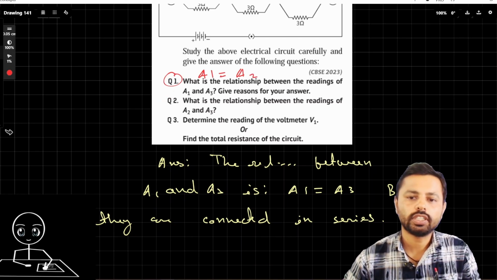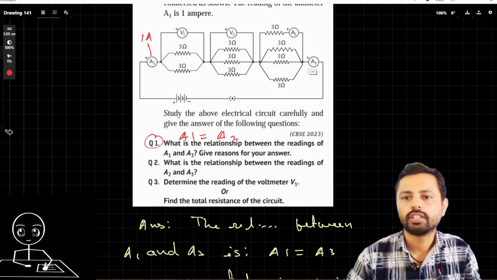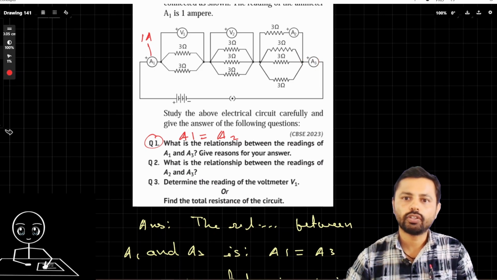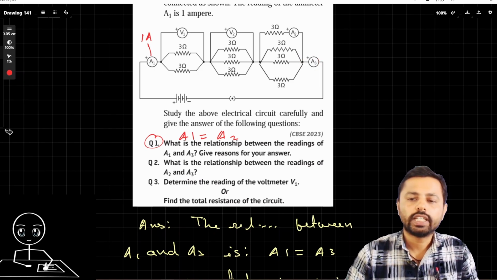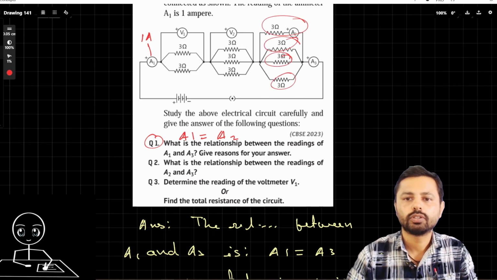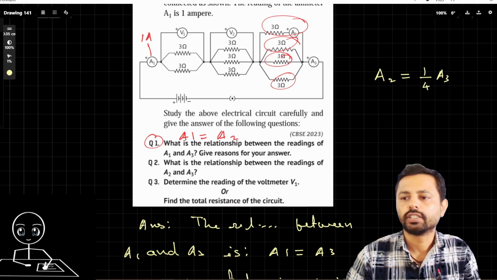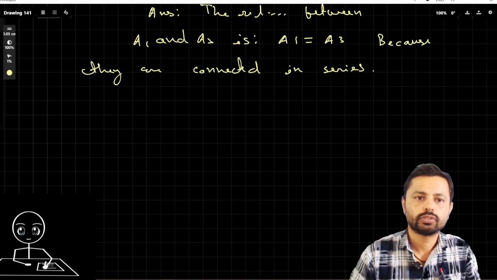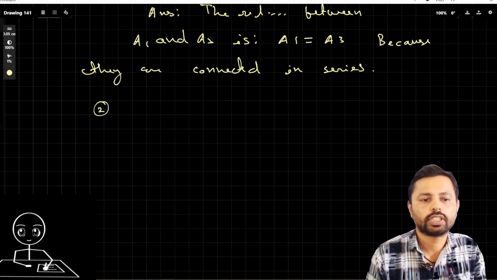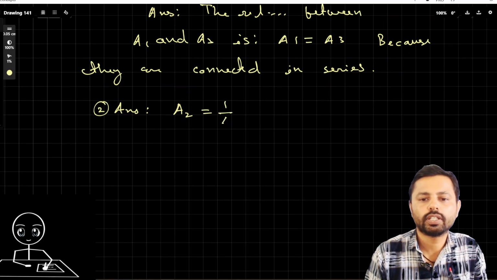Second one. What is the relationship between the readings of A2 and A3? Where's A2? Here. And where's A3? Here. Now, if you observe, this A3 gets current from this circuit, from this, from this and from this. There are total 4. So, A2 equal to 1 by 4 A3. That's the second answer.